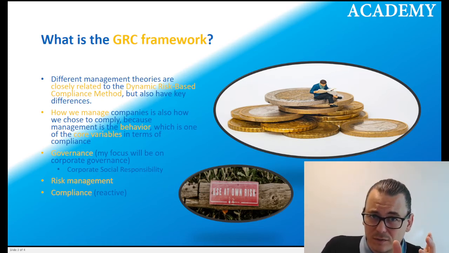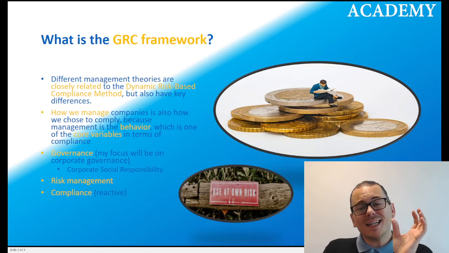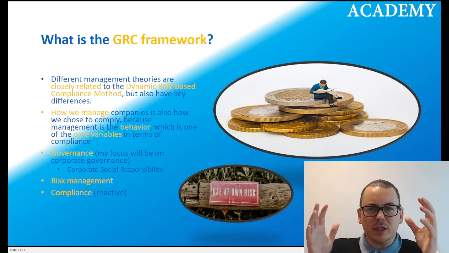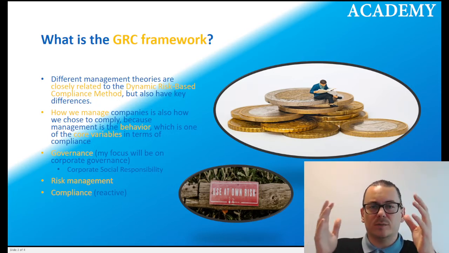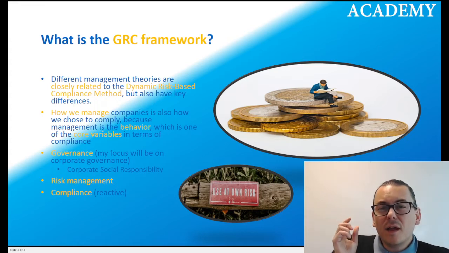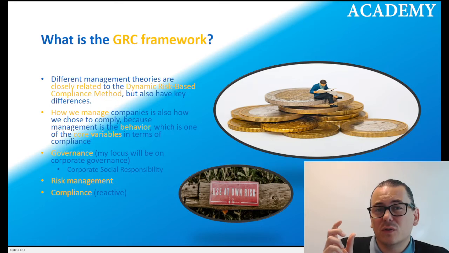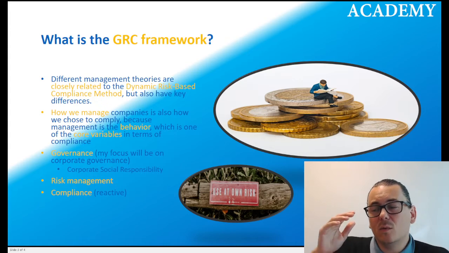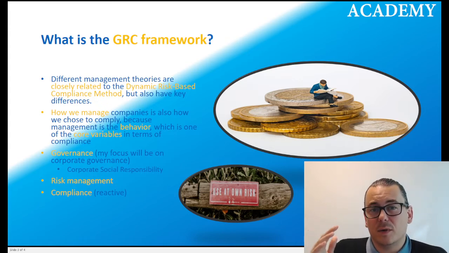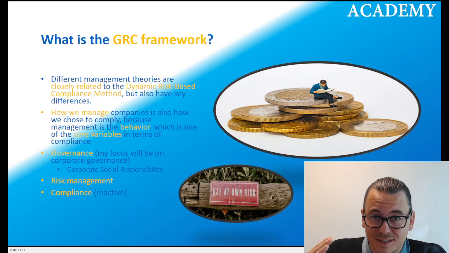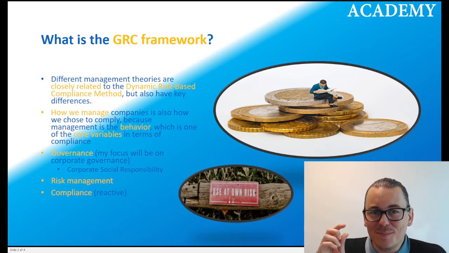a focus on corporate governance, because that is kind of the way we look at modern governance in terms of economic theories. But I will also, in a later video, address corporate social responsibility, because it does affect how we should conceive and how we should understand compliance, dynamic compliance that is.